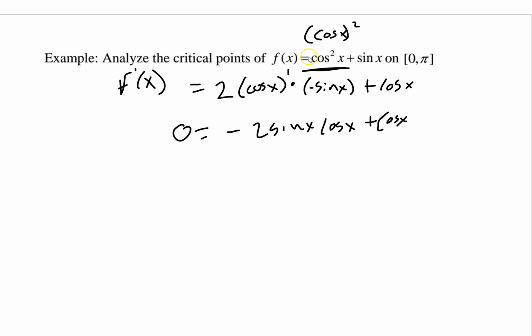How would I solve this? Go to trig. I would factor out the cosine. They both have one, so factor it out. Cosine x times negative 2 sine x plus 1.